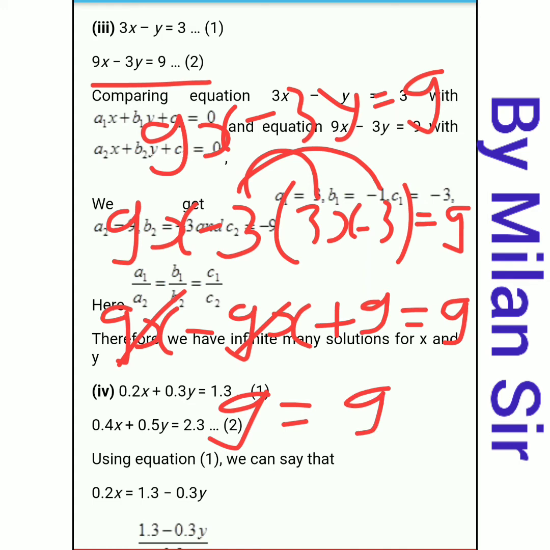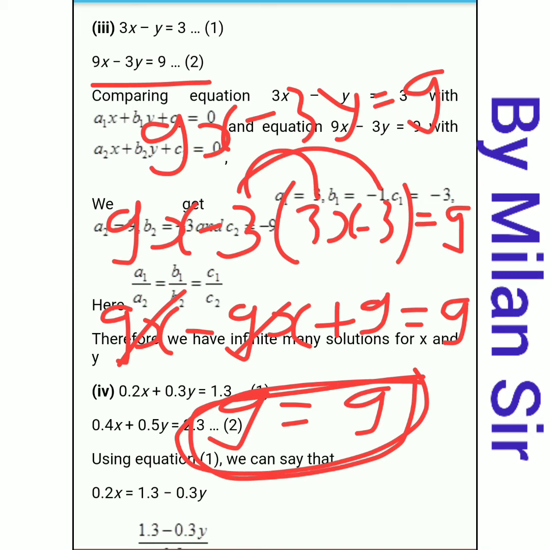Now 9 is equal to 9. It is true for all values of x and y. This equation is true for all values of x and y because it does not depend on the variable. It is always right. You can put any value of x and y. Finally, you get 9 is equal to 9. So from here, you can get the idea that here you can find infinitely many solutions. All the solutions are right for this. So we have infinitely many solutions for x and y.